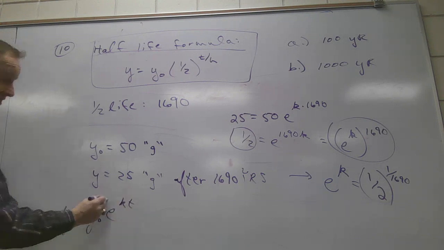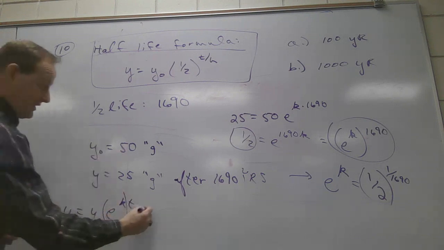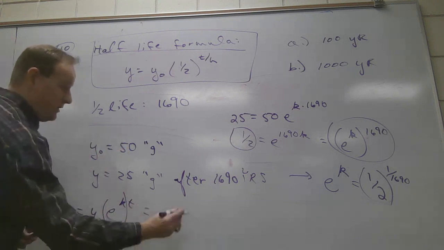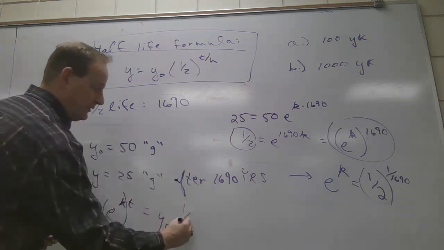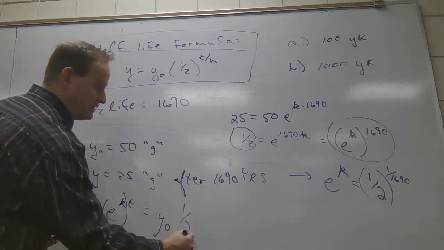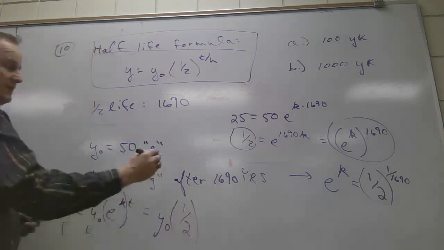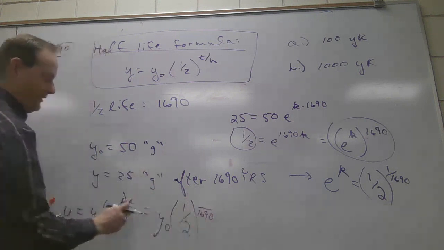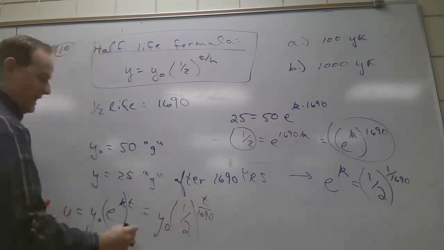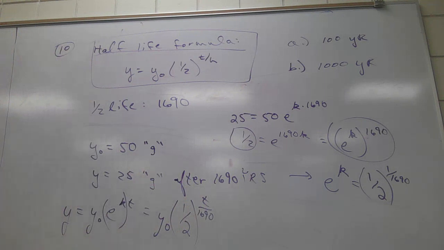Right? Which is e to the k to the t. So could I rewrite it as y0 instead of e to the k? Could I write that as 1/2 to the 1/1690? So 1690 is in the denominator and then to the t power. So could I write it like that? Y0 times 1/2 to the t divided by 1690.